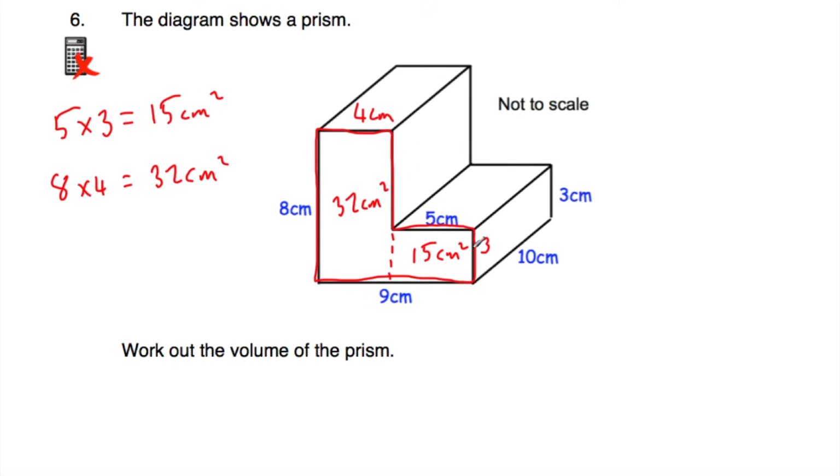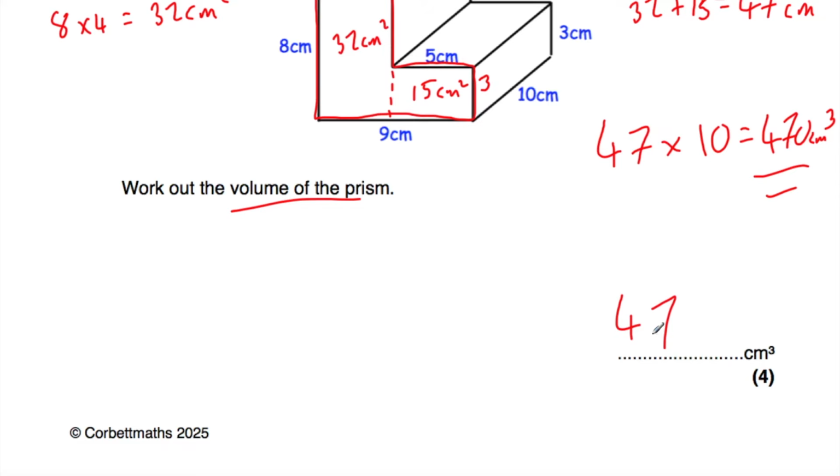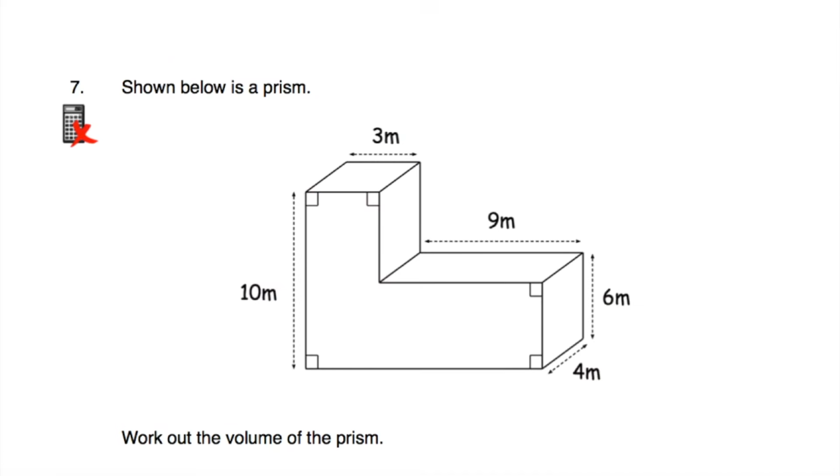So that means the whole front of the shape, the whole cross section here, has an area of 32 plus 15 is equal to 47 centimeters squared. So that's the area of the cross section, 47 centimeters squared. Now we've been asked to find the volume of the prism. So to find the volume, we take the area of the cross section, which is 47, and you times it by the length of the prism, which is 10. So 47 times 10 is equal to 470 centimeters cubed. So that's the volume of the prism, 470 centimeters cubed, and that's it. So let's write that down, 470 centimeters cubed. Okay, let's look at our next question. Question number 7.